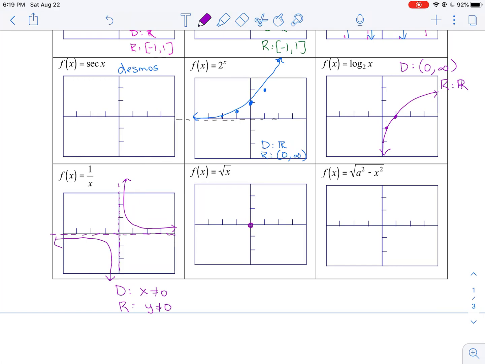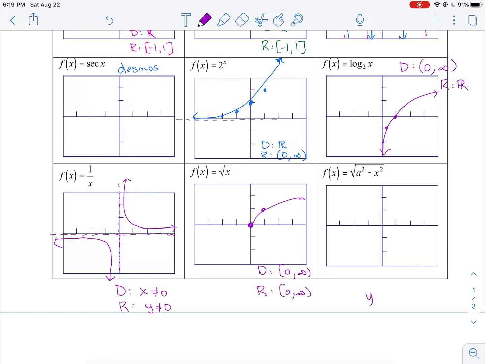The square root function, the square root of 0 is 0, the square root of 1 is 1, and the square root of 4 would be 2. So it's just kind of like half of a sideways parabola. Its domain can go from 0 to infinity, and its range can go from 0 to infinity.